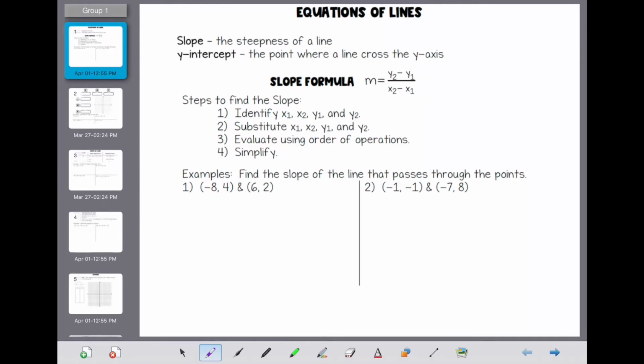So before we get into anything new, we are going to start by doing just some review of what we were doing before we were rudely interrupted with coronavirus. So the first thing we have is equations of lines.